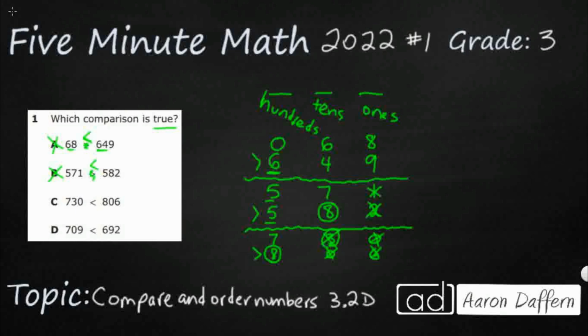So if you were to read this left to right, you would say 730 is less than, because the less than is the one that's facing this way. It can be turned into a capital L. 806, that's good. I like C as my answer.